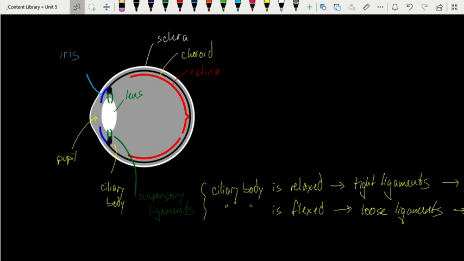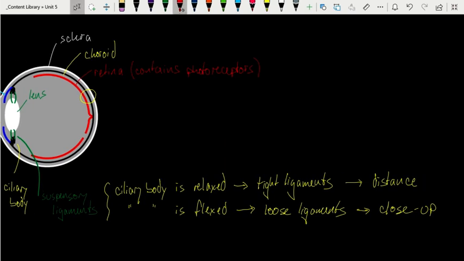I want to go back to the retina for just a minute. The retina is where the photoreceptors are, and we'll talk more in depth about these in our next video. But this is the area that contains photoreceptors. I do want you to consider briefly, if we were to zoom in on that region right there, what would we see?